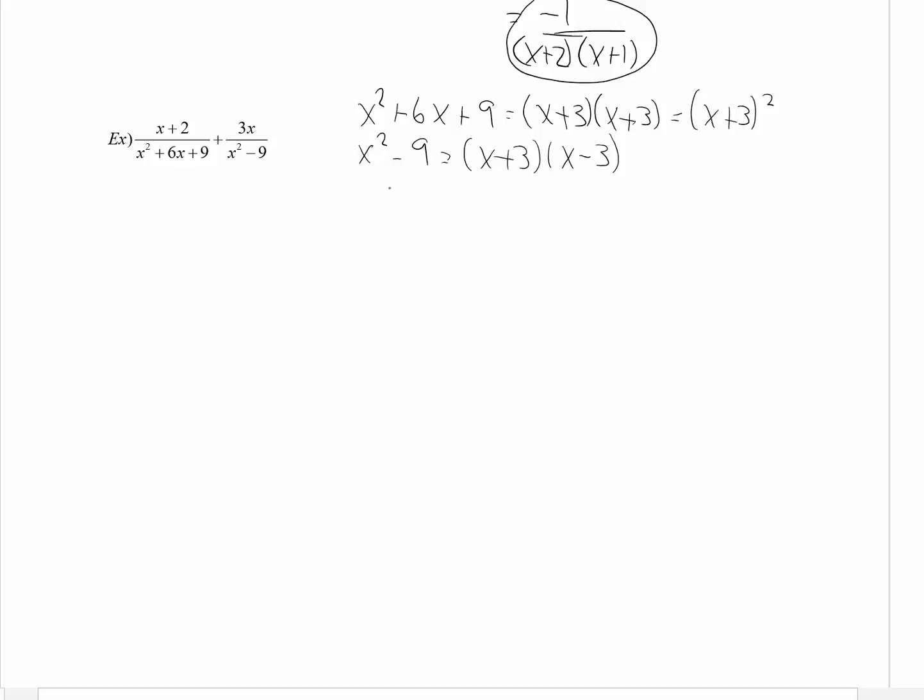Now, my LCD. Notice, each denominator has a factor of x plus 3. But remember, if they share a common factor, we take the highest exponential power. So 2 is bigger than 1. So the LCD will be x plus 3 squared times this factor here, which is x minus 3. Okay, so now I'm going to rewrite these two fractions, but again, I will write them in factored form.